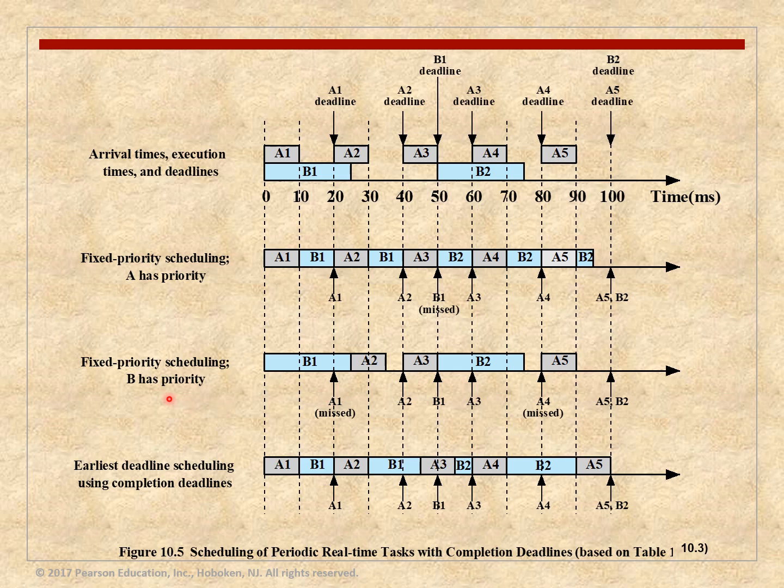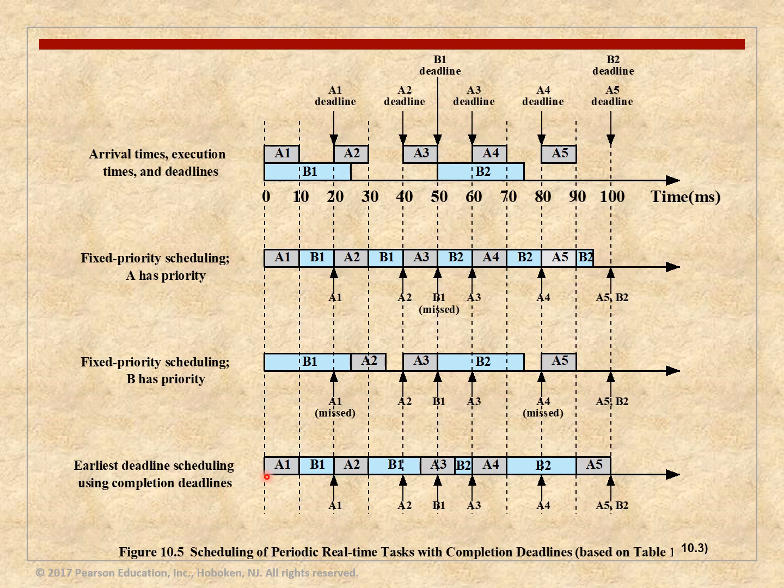So by using fixed priority scheduling, where B has priority, we can see that 2 processes have missed. Okay, right. So we can consider that when A has priority, only 1 process missed. But if we use B as priority, we have 2 processes missed. Okay, let's see the combination of the 2: earliest deadline scheduling using completion deadline. So we consider both processes.